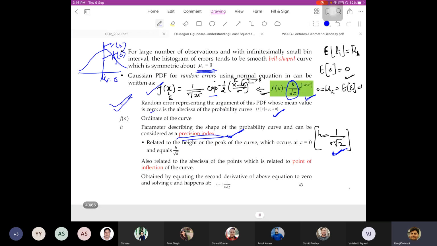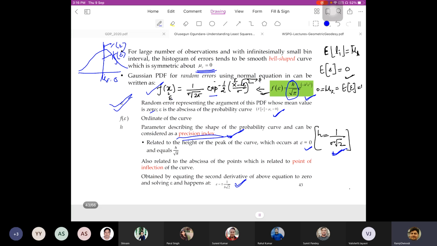It is related to the height of the peak of the curve, which occurs at e equal to 0, where we get h by root pi. It is also related to the abscissa of the point of inflection. Similarly, as we did previously, we obtain the second derivative first, and the equation which, when set to 0, gives the point of inflection. Okay, so this is the basics of the Gaussian law of accidental errors.